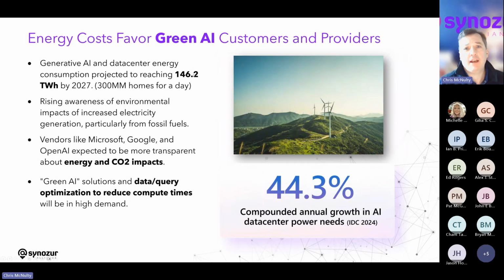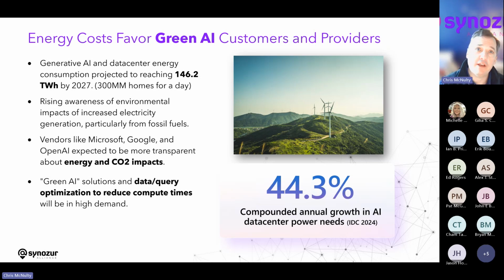Secondly, green AI. It is shocking how much power and how rapidly power demands on data centers are growing with all of the new wave of generative AI. That data growth is happening at about a 44% annual growth rate. It is projected over the next 2 years to reach 146 terawatt hours. That is enough to power 300 million homes for a day. And there are not 300 million homes in the United States. So 3 to 5% of all the power in the world is going to be going to AI. That's a lot of impact.